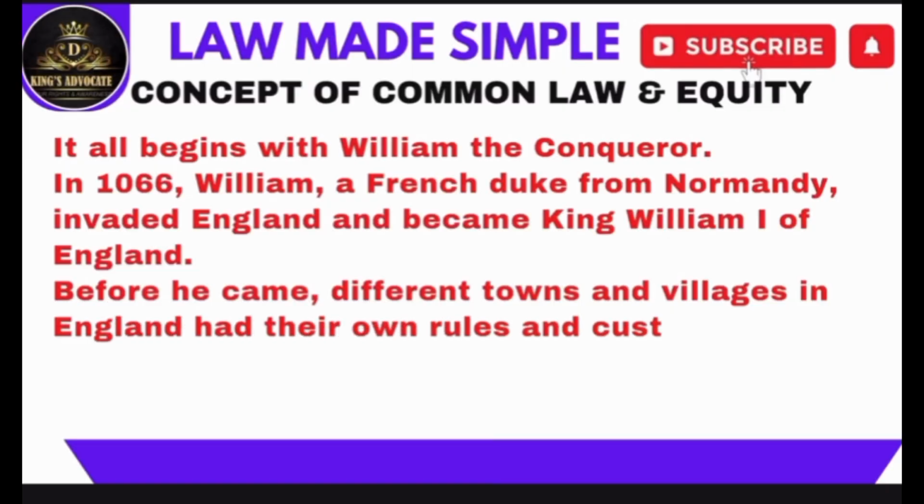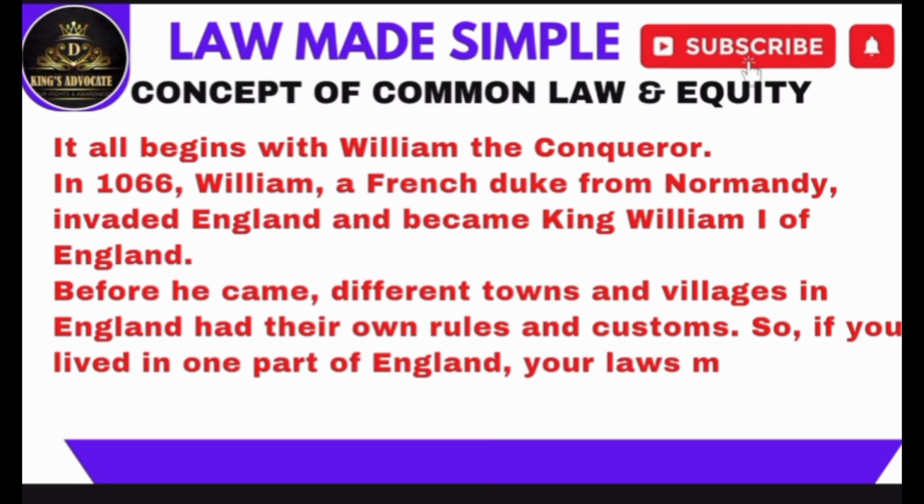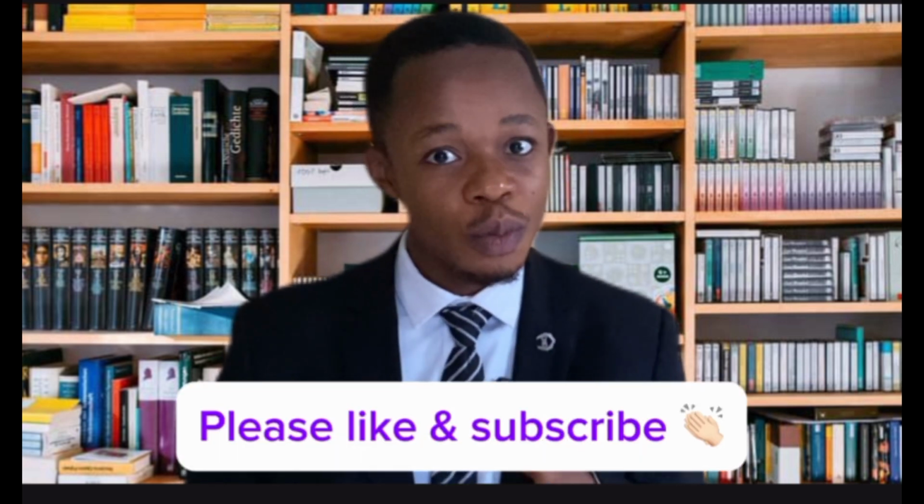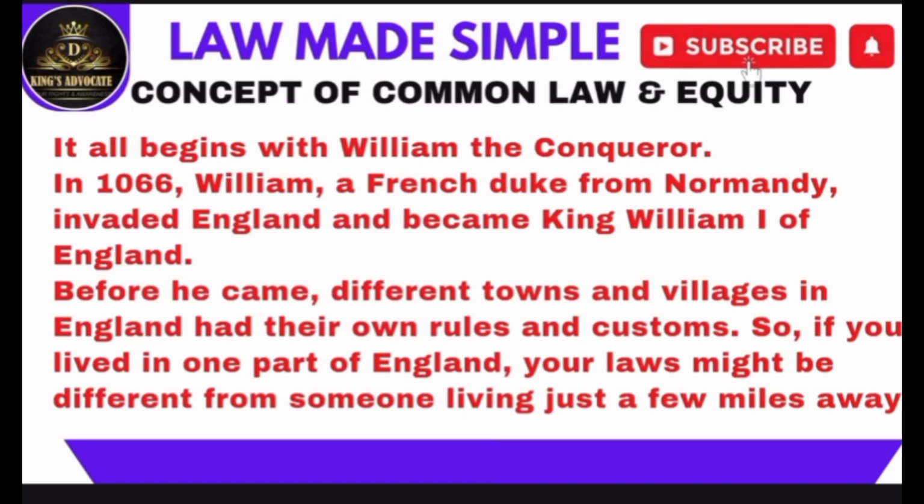So as King William I of England invaded the entire England, before then, different towns and villages in England had their own rules and customs. If you lived in one part of England, some customs were governing you, and in some other part of England, other customs were governing them. So there was scattered law everywhere before the coming of this man who invaded, who was a duke but later became King William I of England.